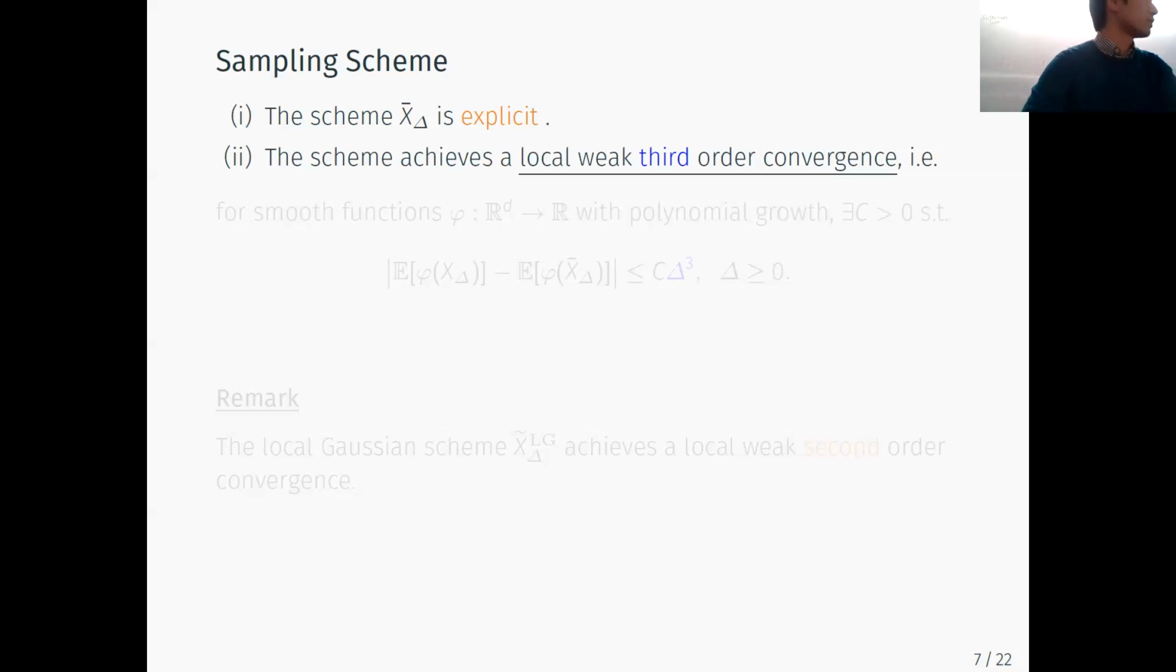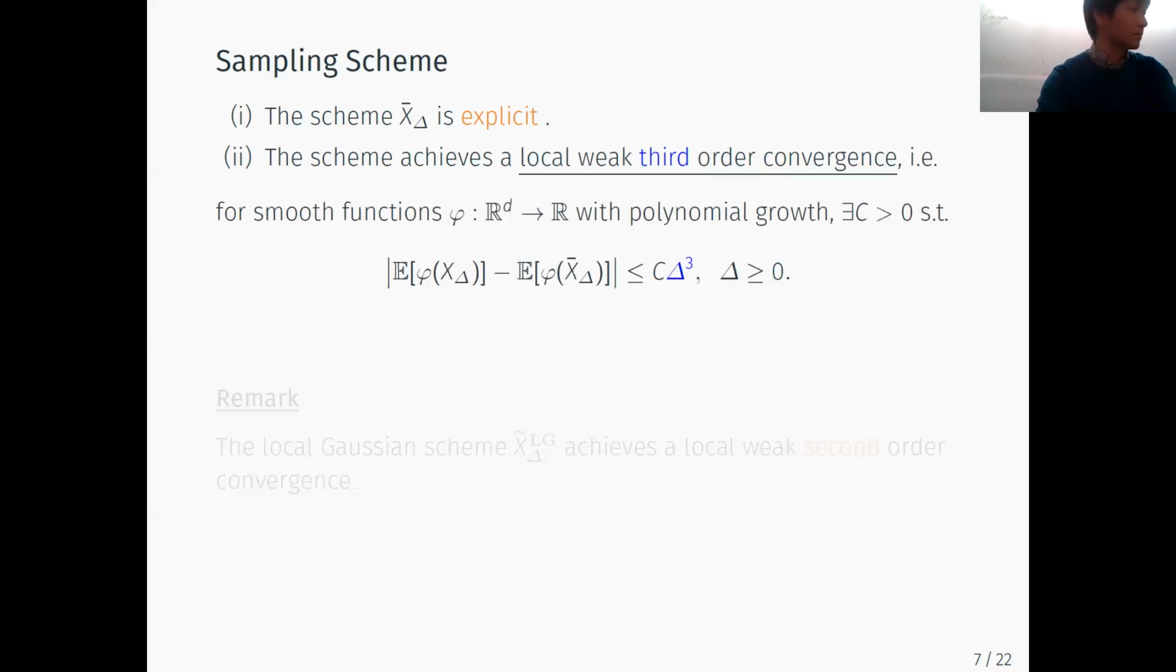And secondly, the scheme achieves the local weak third order convergence. That means for some test functions phi, the difference between the target expectation, the left-hand side, E of phi of X, minus E of phi of the sampling scheme, is bounded by some constant times delta to the power of 3. Now delta is assumed to be a small quantity. And so this means a local weak third order convergence.